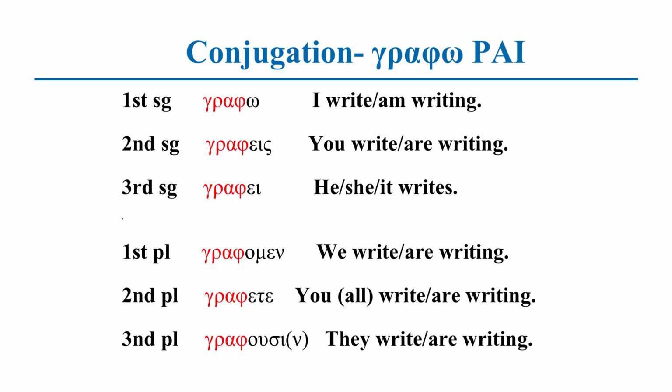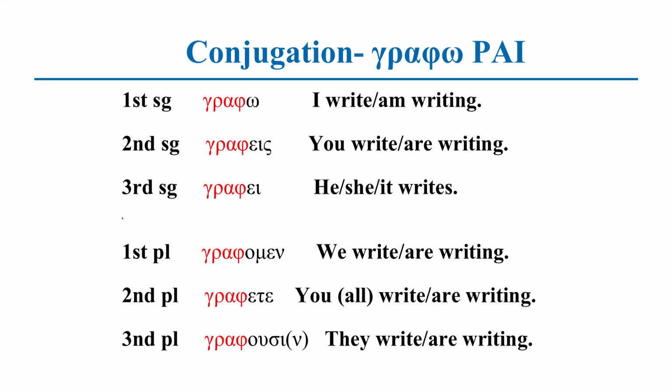For example, in the first person singular, you have omega added to graph. In the second person singular, you have eis added to graph. In the third person, you have ei added to graph. And that is in the singular. When you come to the plural, in the first person you have omen, that is added to the stem. Then you have ete, that is added to the stem. And you have ousin, which is added to the stem. So you have o, eis, ei, omen, ete, ousin. And each ending is translated in a different way.